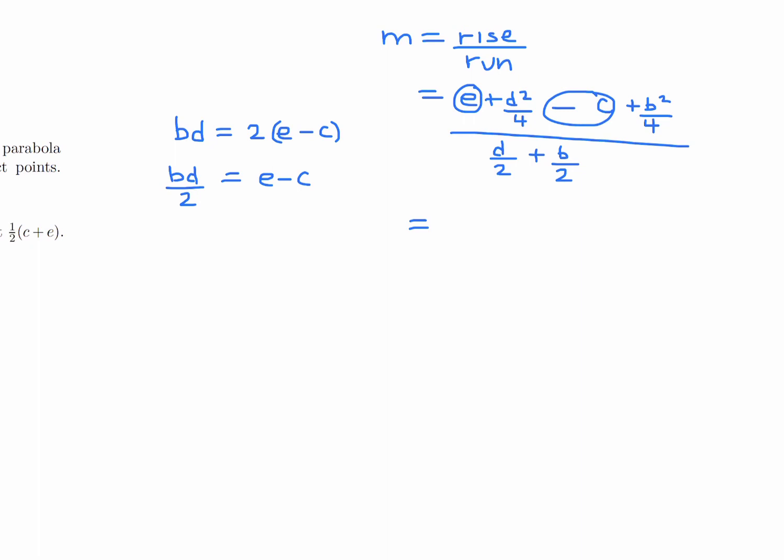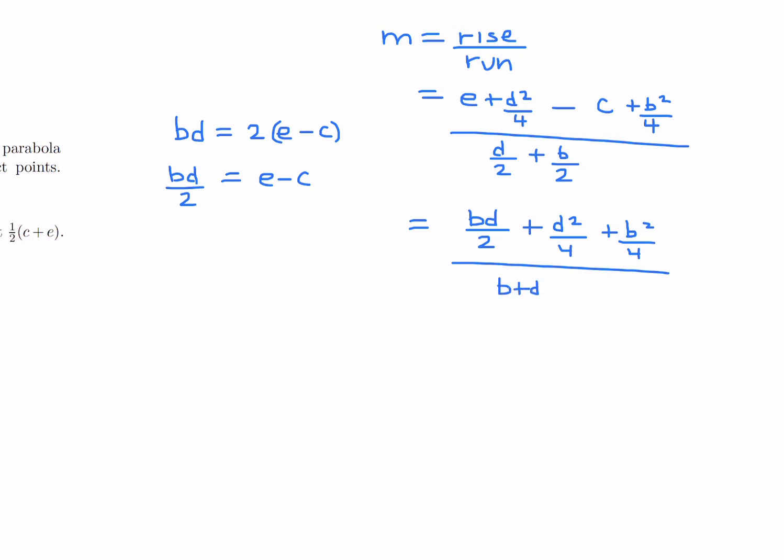So we've got E minus C here. So instead of having E's and C's, let's just put in BD over 2, since we know that as a fact. So we got BD over 2 plus D squared over 4 plus B squared over 4. And on the bottom, we've got B plus D over 2, like that.